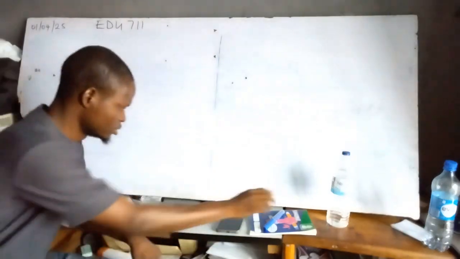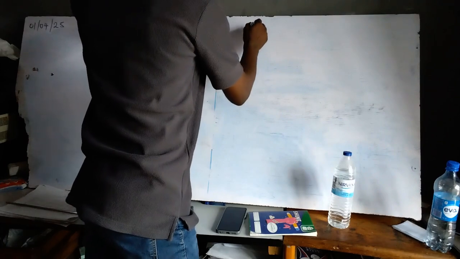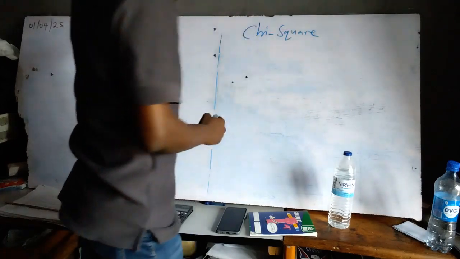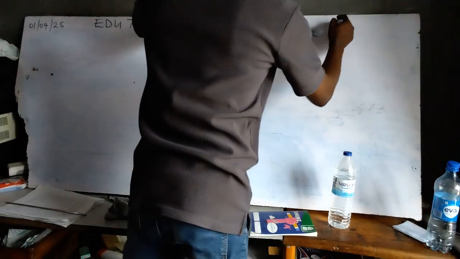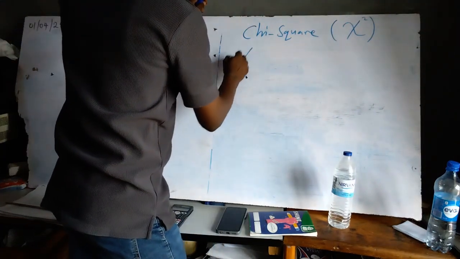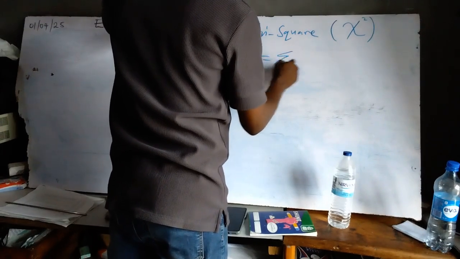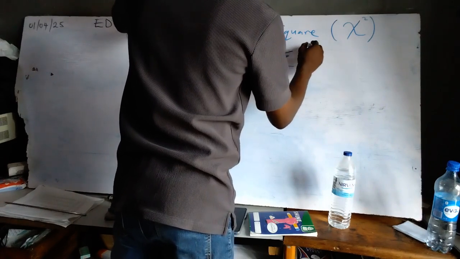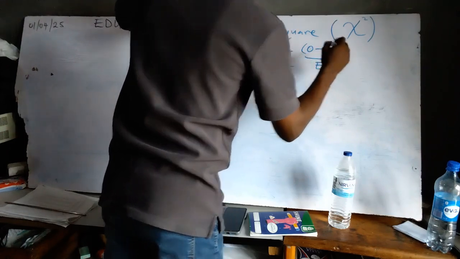So to start with, let's have the chi-square formula. Note that it is not pronounced the way some people would say. It is chi-square, represented by this symbol. Chi-square is equal to summation of O minus E, all squared, all over E.